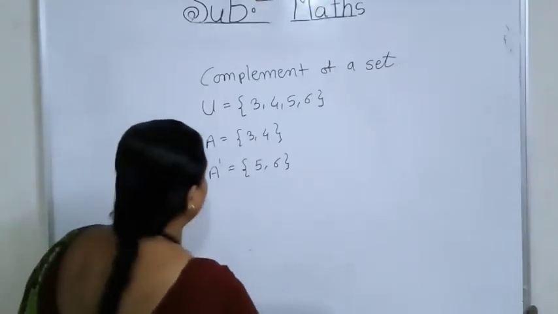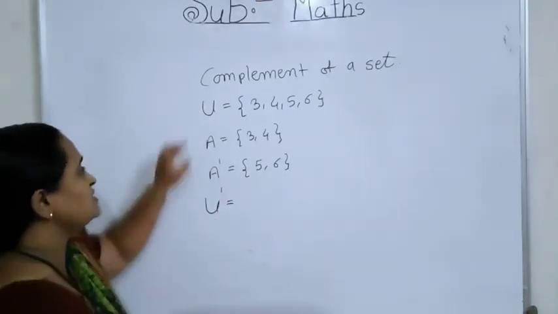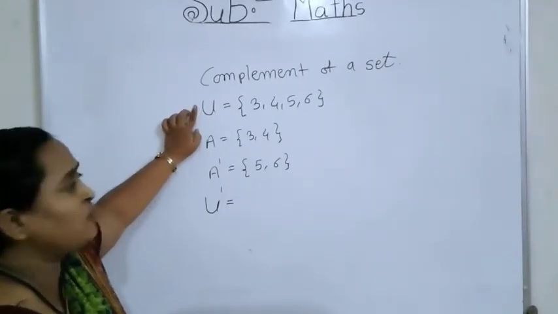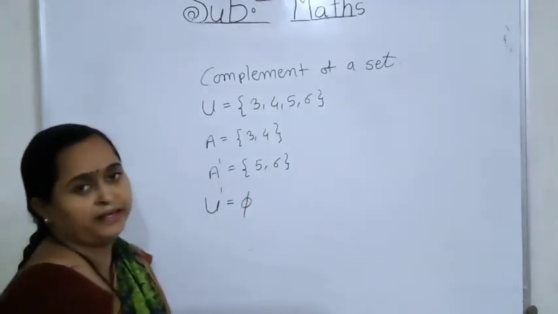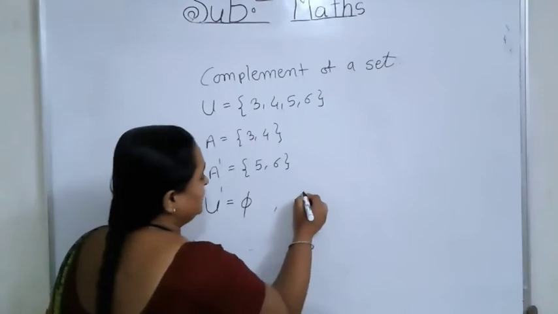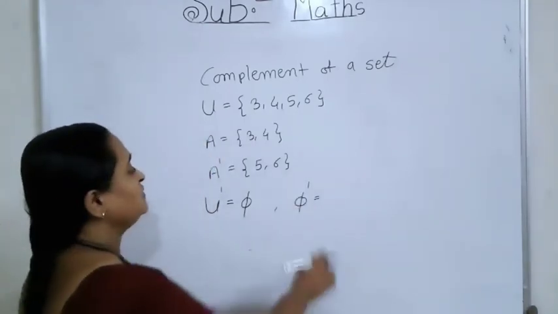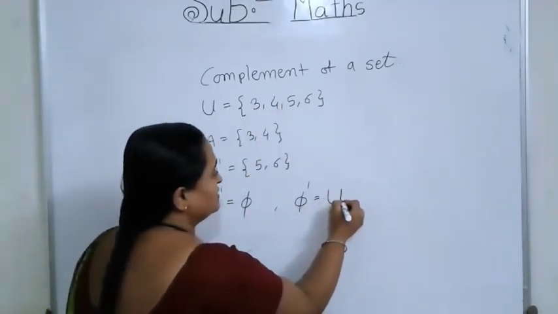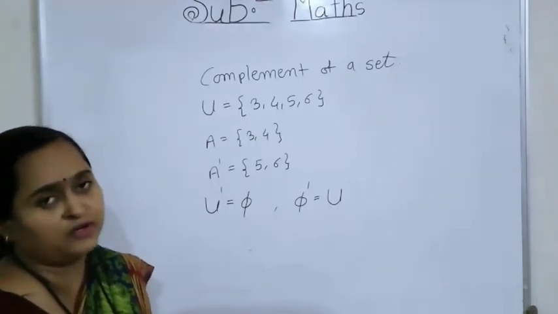In the third property, complement of the universal set. Now see, this is the universal set and we are finding the complement of this. Now the complement of the universal set will be the empty set. Next property is the complement of the empty set. If you have to find the complement of the empty set, then you will get the same elements, means you will get the universal set. Now these four properties are there of the complement of a set.